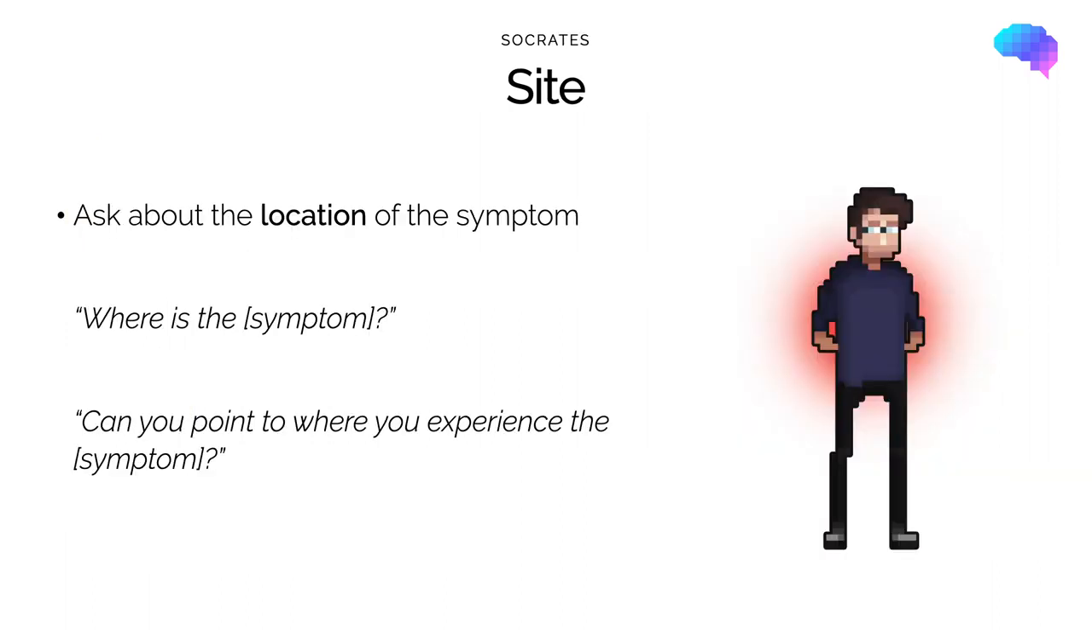So the first part of SOCRATES is site, and this involves asking the patient about the location of the symptom. Remember, SOCRATES can be used for many symptoms, and not just during a pain history. For example, if a patient presents with limb weakness and abnormal sensation, we would want to establish the site of these symptoms. However, asking about location is not required for systemic symptoms such as breathlessness, fever, and weight loss.